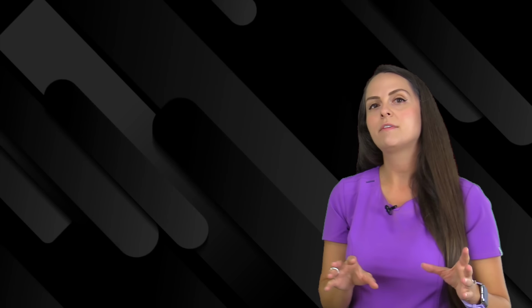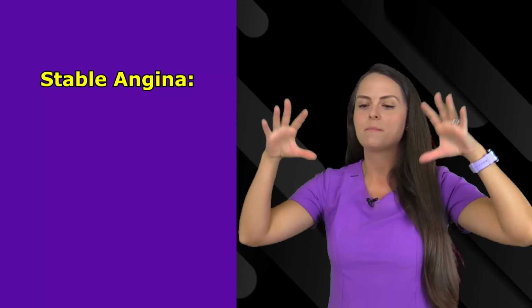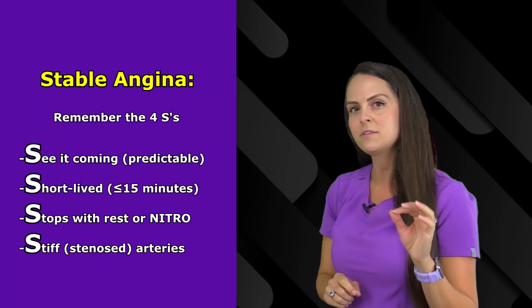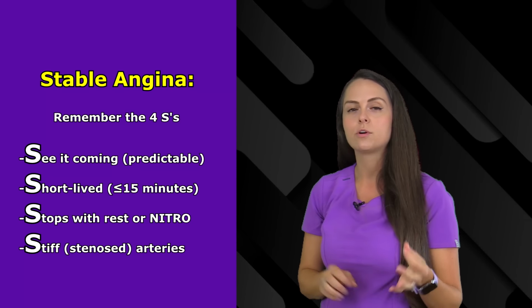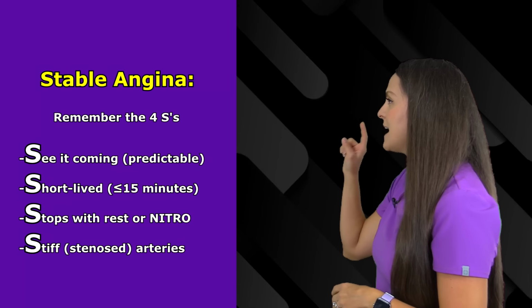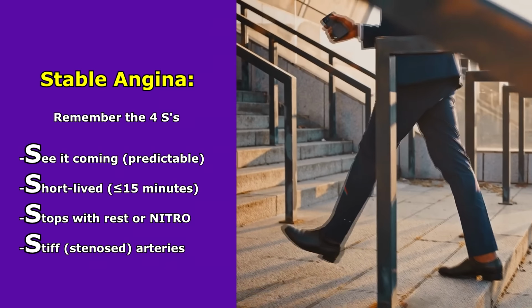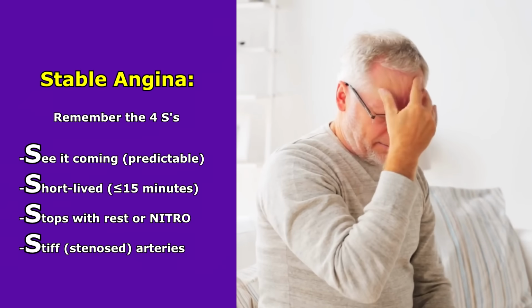Now, since this type of angina is exertional, it comes on whenever the patient has physical or emotional stress on them, there are some hallmark things that you want to remember about this type of angina. So to help sum up all of that information, and help you remember this stuff for exams, remember these big takeaways. We're going to remember the 4 S's for stable angina. First S is see it coming. It's predictable. For instance, they know that if they walk up that flight of stairs or if they start to get stressed emotionally, chest pain is going to come on.